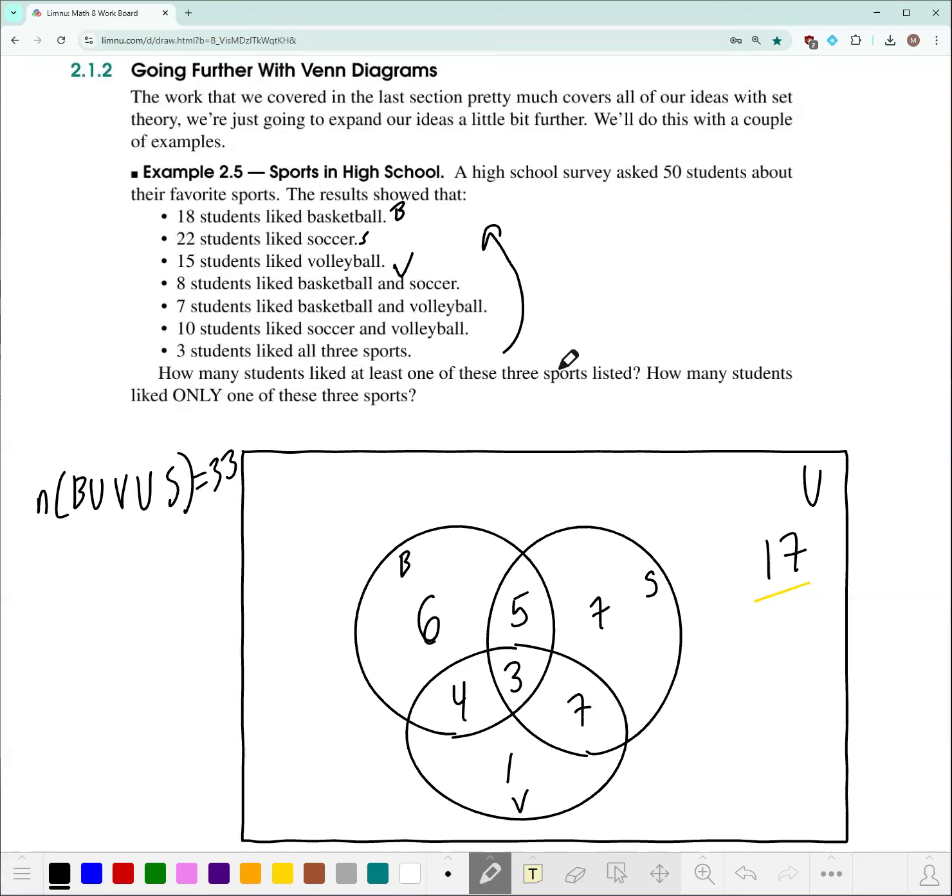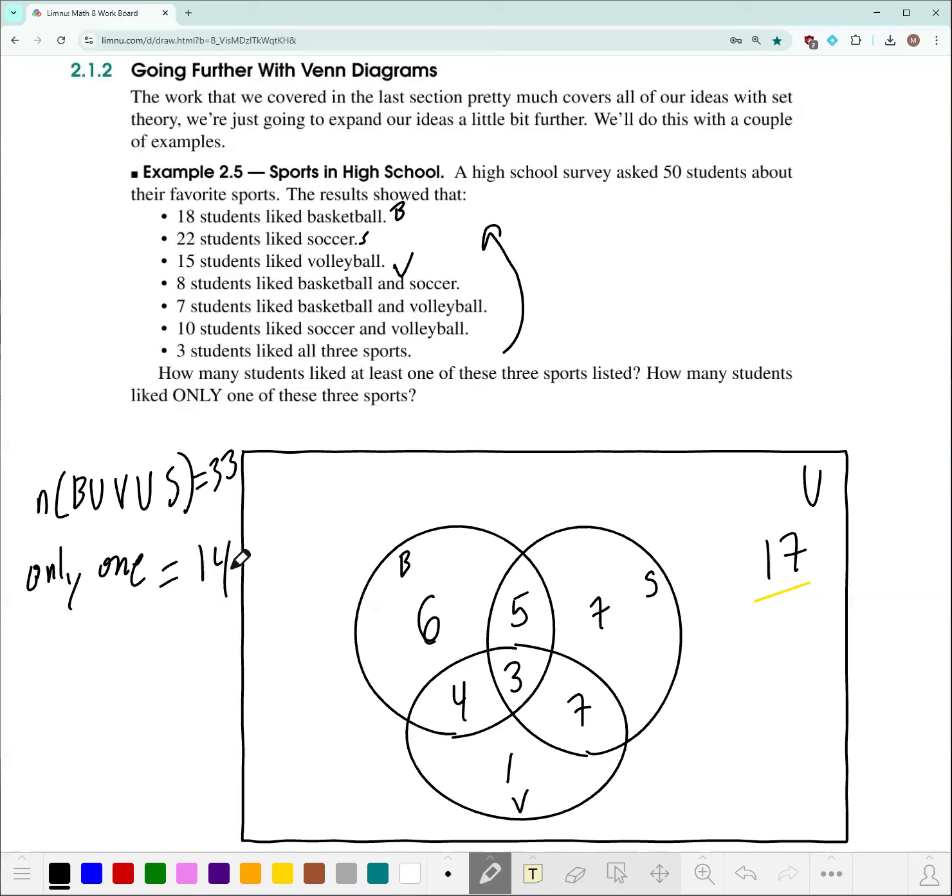And then how many students liked only one of these sports? This one's a little bit harder to notate, so I'm just going to write my answer. Only one is equal to 7 plus 7 is 14 kids.